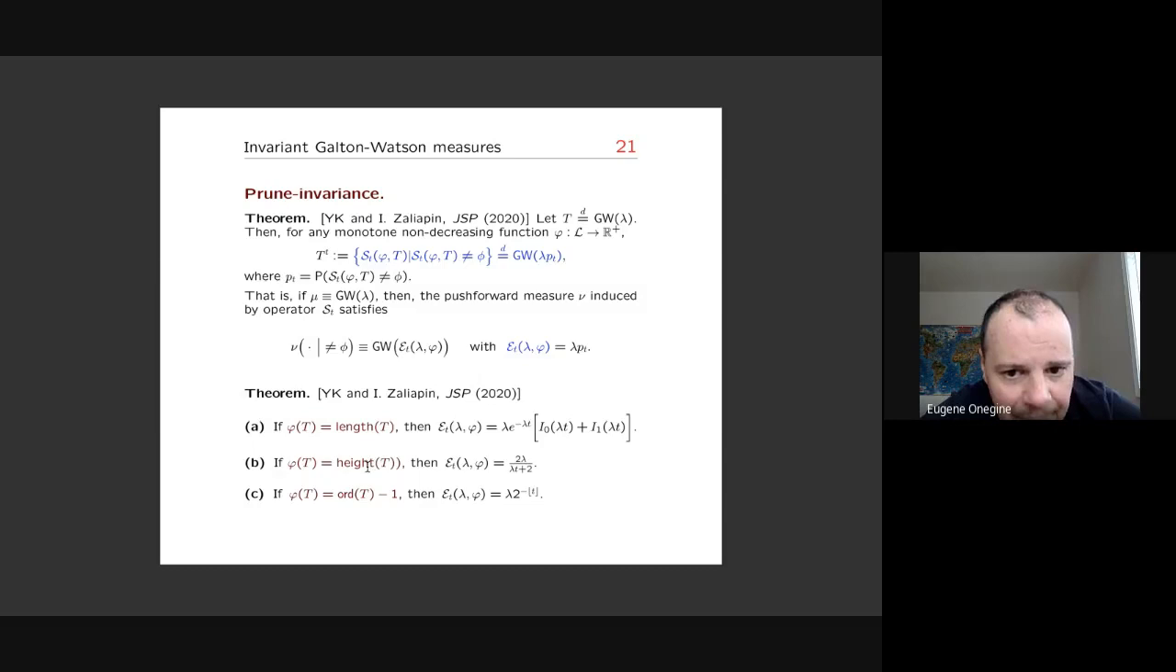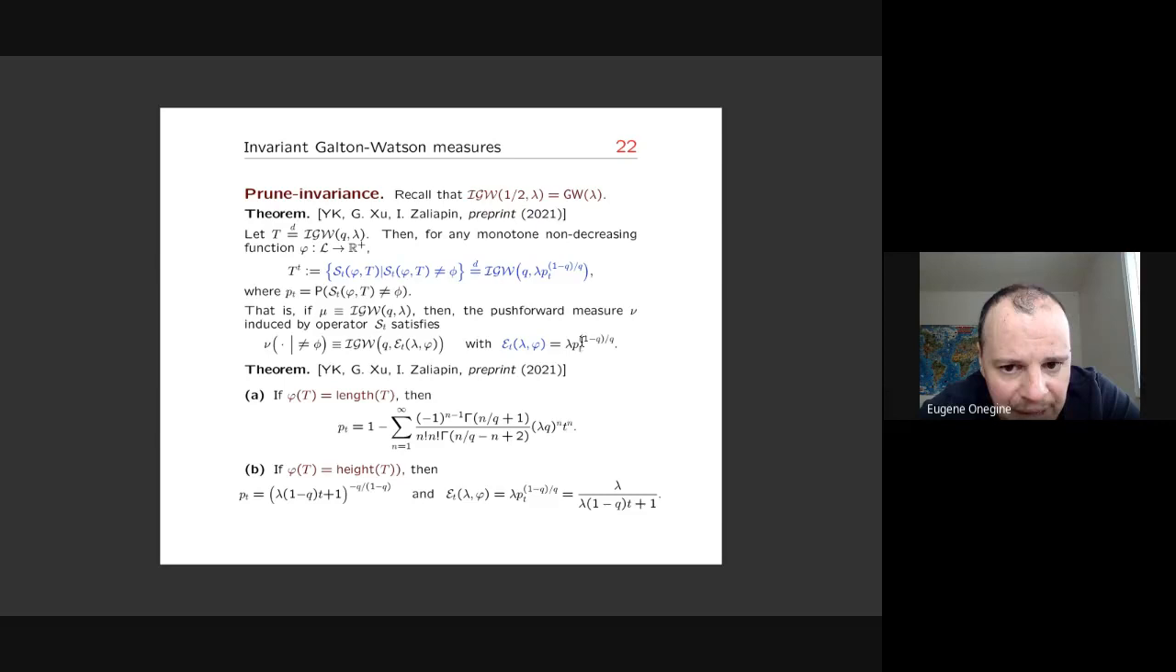But then we extend it to a much bigger class than just critical binary, an invariant class of Galton-Watson trees, that whole class of models. And here we have a new dynamics and new invariance results that are now being drafted, again in collaboration with Ilya Zaliapin, but also with my student Guochen Xu.